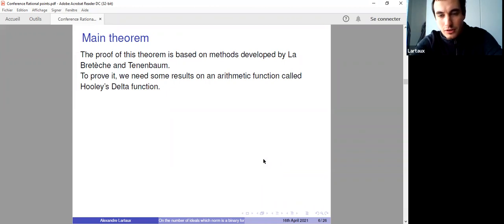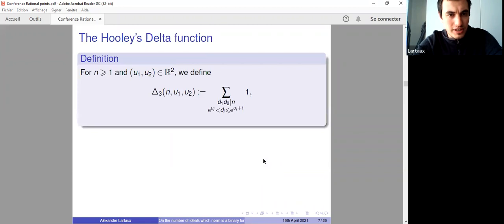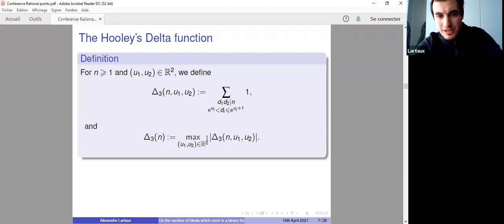And so to prove it, we need some results on an arithmetic function called Hooley's delta function. So what is Hooley's delta function? For an integer n and 2 reals, we can define delta 3 of n, u1, u2, which is this sum, over the divisors d such that log d is between u and u plus 1. And delta 3 of n is just the maximum of this function of u1, u2.